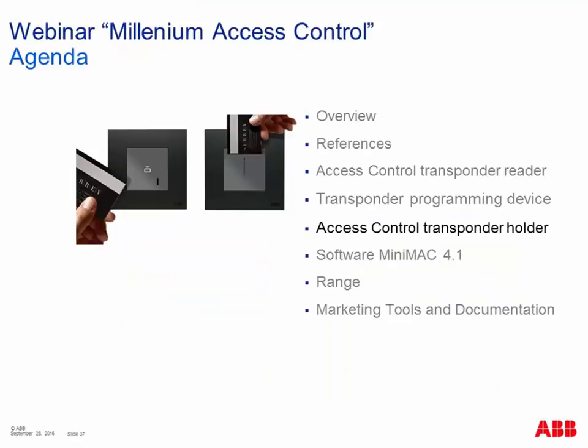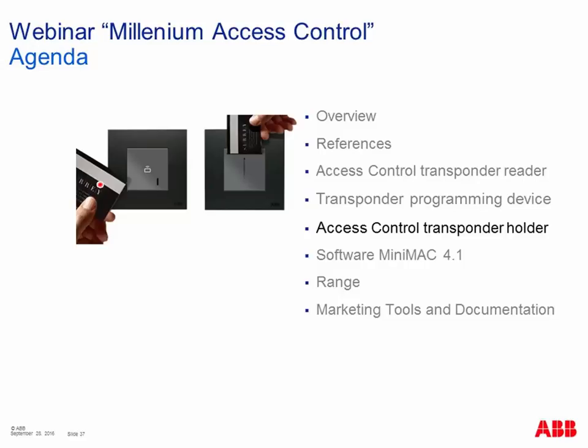Now, going into details to describe the transponder holder. So the transponder holder is the device installed inside the room. So inside the guest room, you can have the transponder holder. So usually the guest enters the room by putting the card near to the transponder reader, which is outside the room, near to the door.